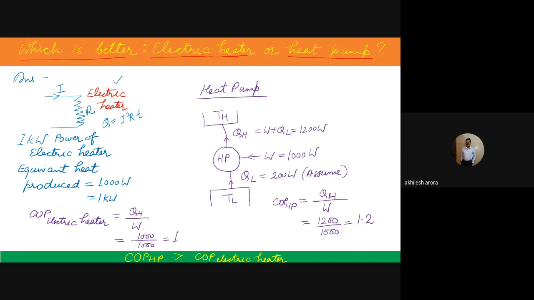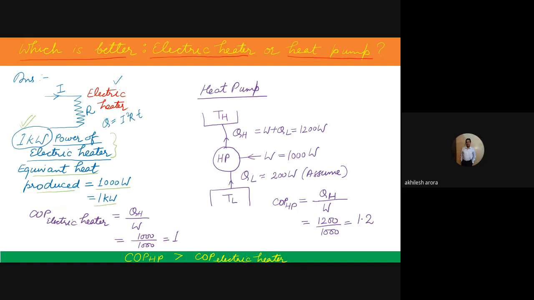And if I know that the capacity or the power of this electric heater is, let us say, 1 kilowatt, which I have considered here, then how much heat can I produce from this electrical heater? If the power is 1 kilowatt and it is high grade energy, then the equivalent heat produced will be equal to 1000 watts, or I can say 1 kilowatt.